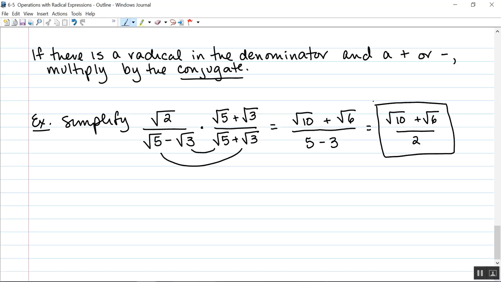So in this section, we took a look at some operations with radical expressions, kind of building on what we learned in Algebra 1 and adding higher indexes and basically using the same rules that we did back then.